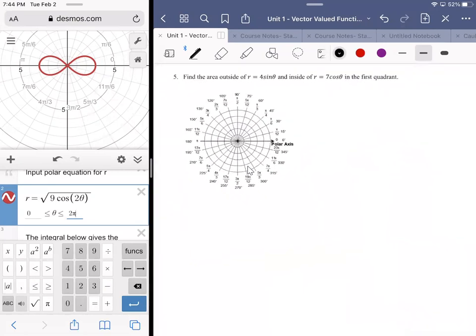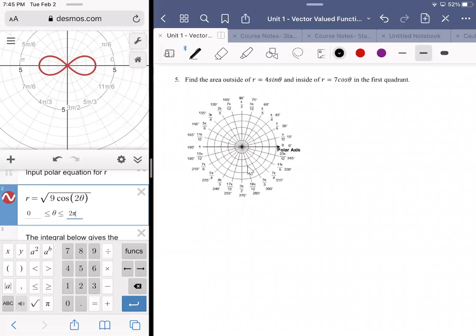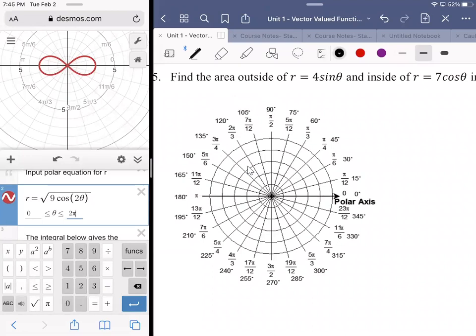All right, so the last one that we'll do tonight: find the area outside of 4 sine theta and inside 7 cosine theta in the first quadrant. When I say quadrants, I'm referring to rectangular quadrants, but if you overlay that on the polar coordinate system, it still covers the same region. So going from 0 to pi over 2 is what we're interested in here. Here's 0, here's pi over 2.